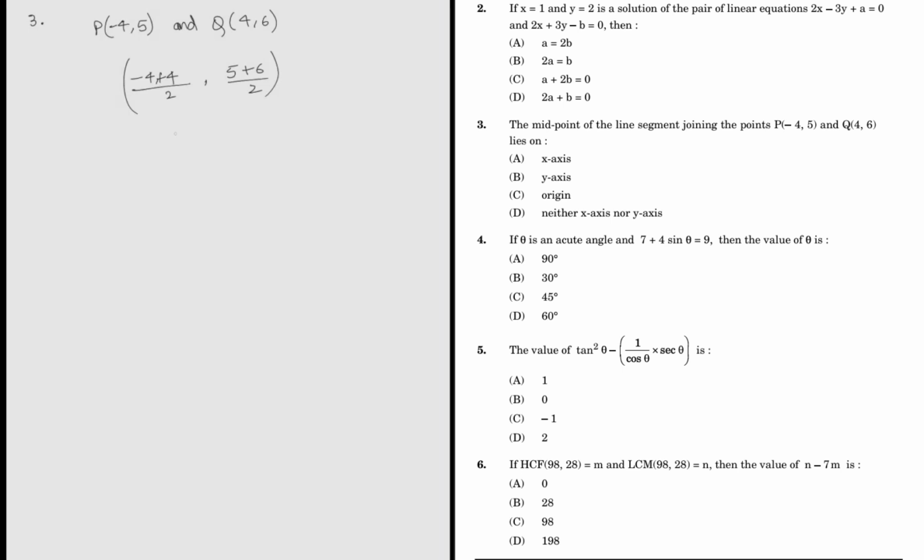Here -4 plus 4 is 0. 6 plus 5 is 11 by 2, which is 5.5. Now the midpoint lies on, because the x coordinate is 0, that point lies on the y axis. So the answer will be option B, y axis.